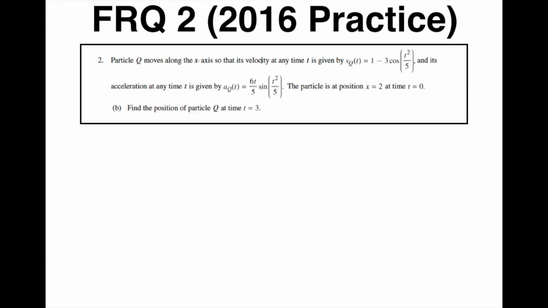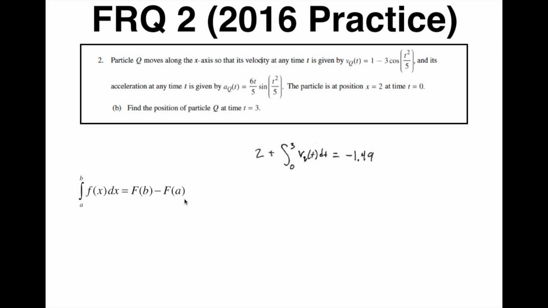Question B, find the position of particle Q at time t equals 3. So when we look at the answer from student A, this is all that student A wrote. And I want to go back to why this is true, and we want to look at the fundamental theorem of calculus. If you have a function f and you integrate from a to b, then that is equal to the integral of f at b minus the integral of f at a. This is something you all know.